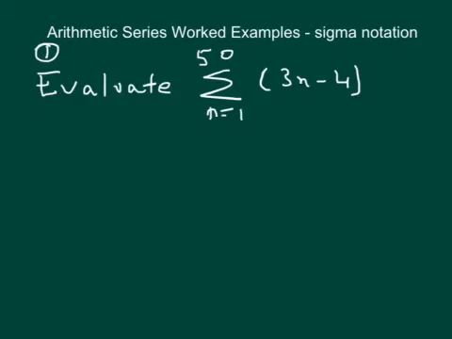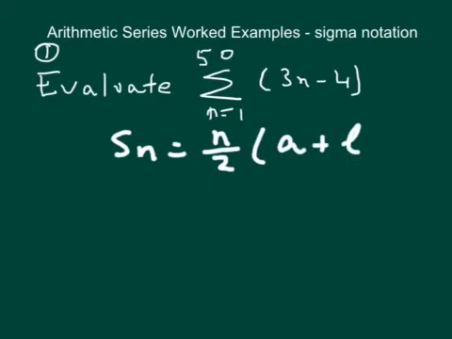Okay, so when we do these, we're always going to make use of this formula here, the simpler of the two formulas relating to arithmetic series. So what we're seeking to find at this stage is a value for n, a value for a and a value for l, and we are done. Now quite clearly the value of n is 50 because there's 50 terms in the series. The value of a is going to be found by substituting 1 into our rule, and the value of l is going to be found by substituting 50 into our rule. So let's note down what the values of n, a and l are first off.